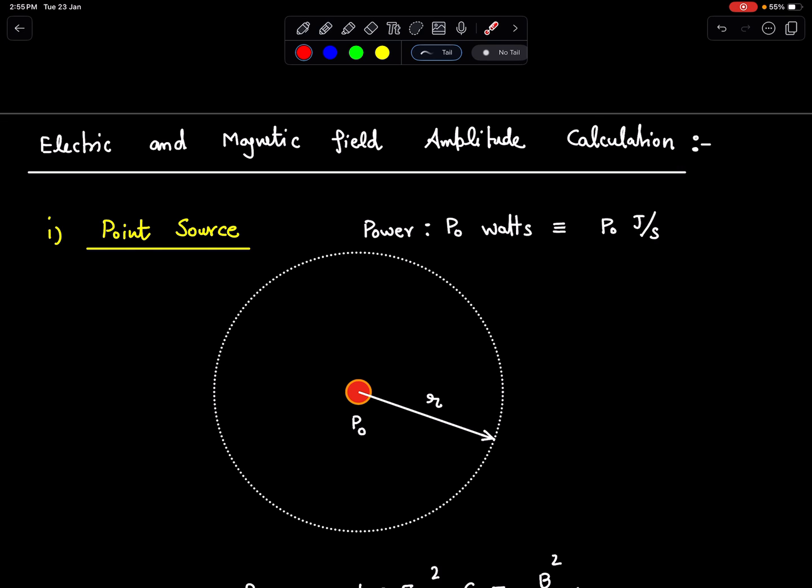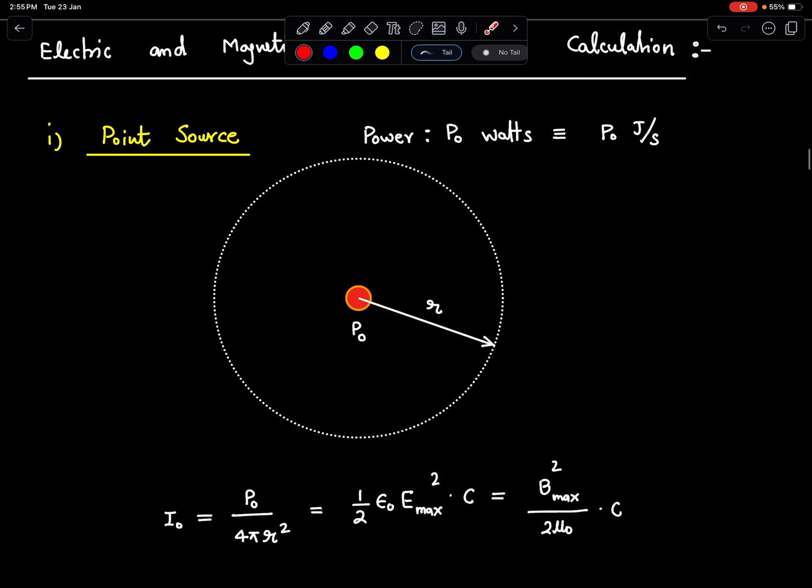So we can write intensity at a distance of R. This intensity is basically the average value of the Poynting vector. So P naught by 4 pi R square, I can equate it with half epsilon naught E max whole square times C, or B max square by 2 mu naught times C. And this I naught is for a point source.